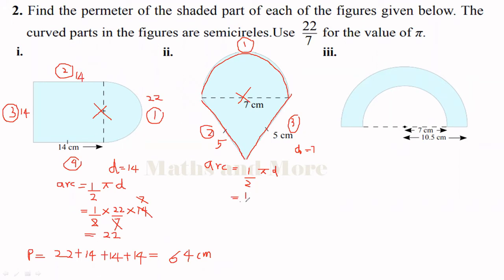Now let's multiply half into π, which means 22 over 7, into diameter 7. Now let's cut this 7 with this 7. 2 into 1, 2 into 11. So arc length is 11 centimeters.